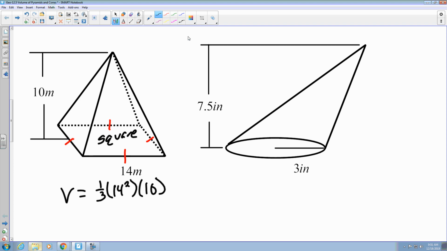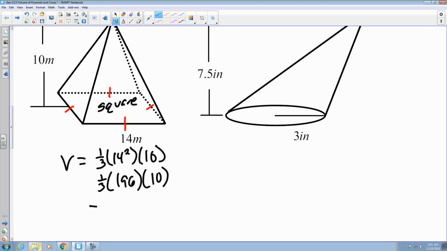So going over here, I got 14 squared, which gives me 196. And I got 1/3 times 196 times 10. Multiplying all three of those together, we get a result of about 653.33 cubic meters.